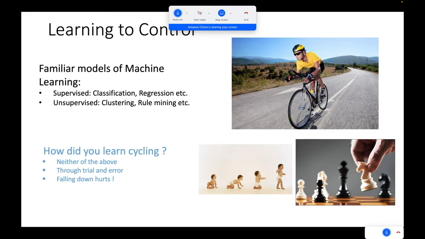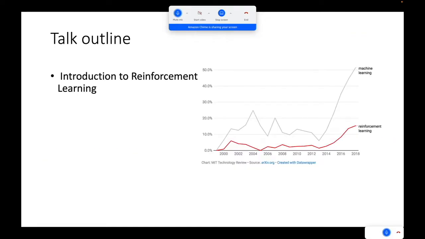The same can be applied when you try to learn a new game. You might know the moves or the rules of the game, but in order to win against an opponent, you have to play the game many, many times. And from your experience, you will learn how to take decisions so that you can win.